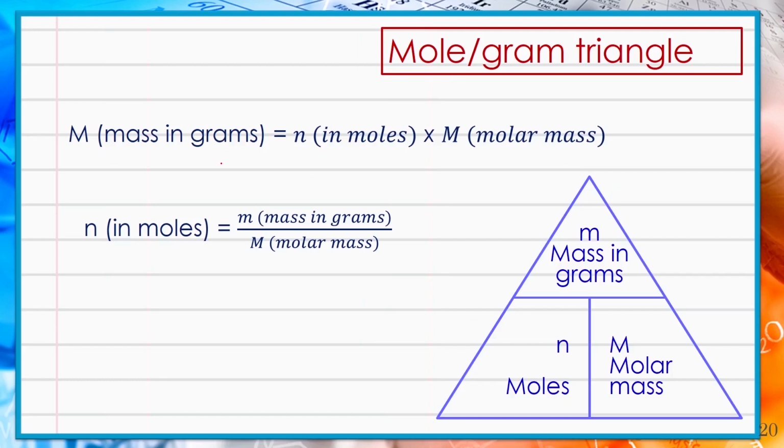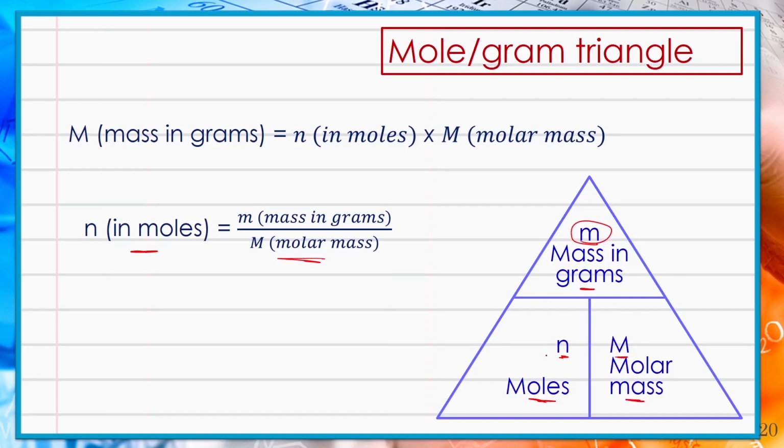So how is that? The mole-gram triangle is a simple way to remember the mole formula. The triangle is divided into 3 parts: the mole part, which represents the number of moles of a substance; the gram part, which represents the mass of the substance in grams; and the molar mass part, which represents the mass of 1 mole of the substance in grams.